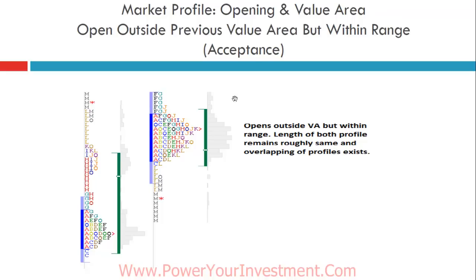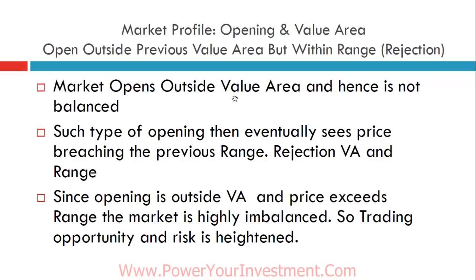Alright, these integration aspects I will cover later, but I'm just giving an insight into how you can link up things. Okay. Now the second part of this is the rejection part, that is we open outside the value area but within the range. Alright, so in this kind of market, what happens is, as soon as we open outside the value area, the rejection happens. Market does not accept that level, and hence it shoots out of the range, and that is when the opportunity for the trader increases. And these are the kind of markets we want to trade.